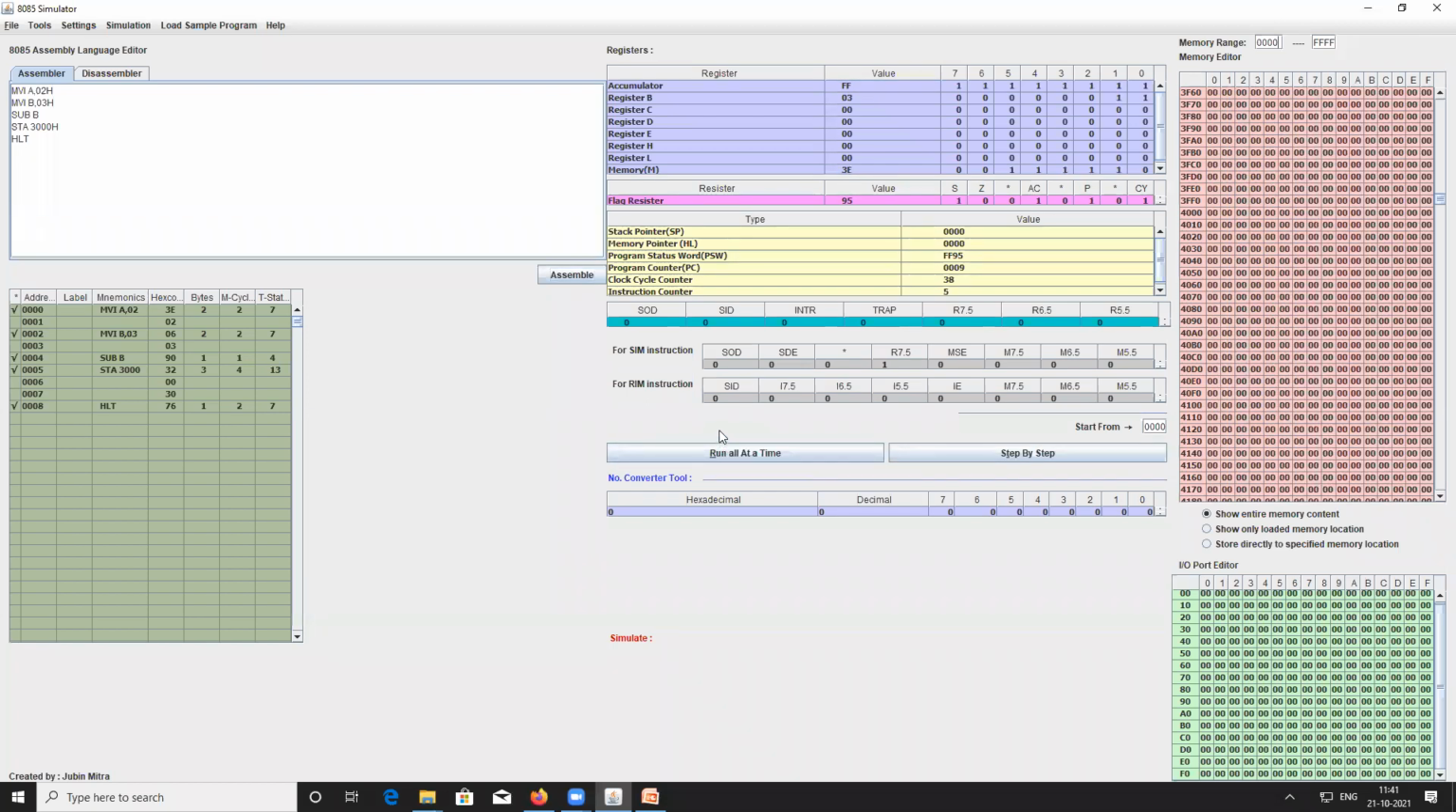FF is there. Again, one thing will be changed: the sign flag will be 1. Okay, understood? The sign flag is 1.